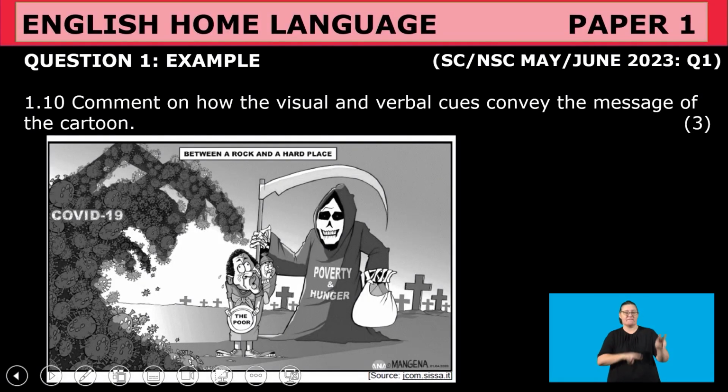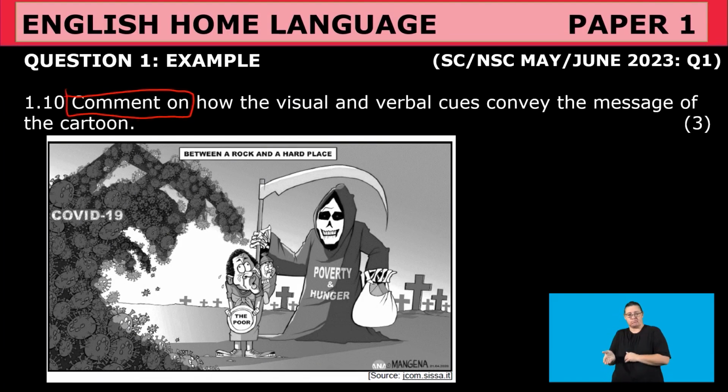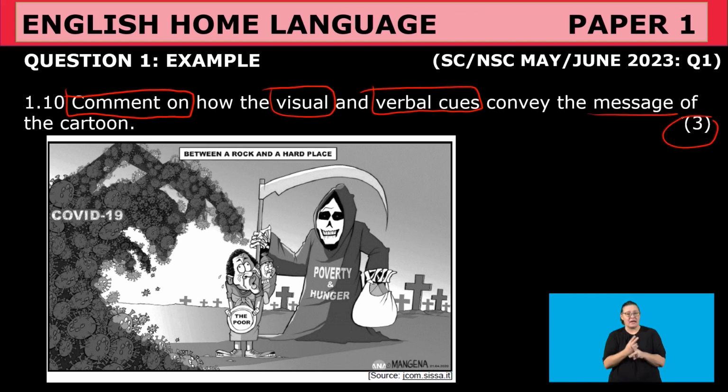The next question focuses on a visual element. So text B is a visual text, but it is also a comprehension text. The question says comment on, so give your opinion based on the information that is included in the text. Comment on how the visual and the verbal cues convey the message. Again, we have a 3-mark question, 3 elements to discuss.